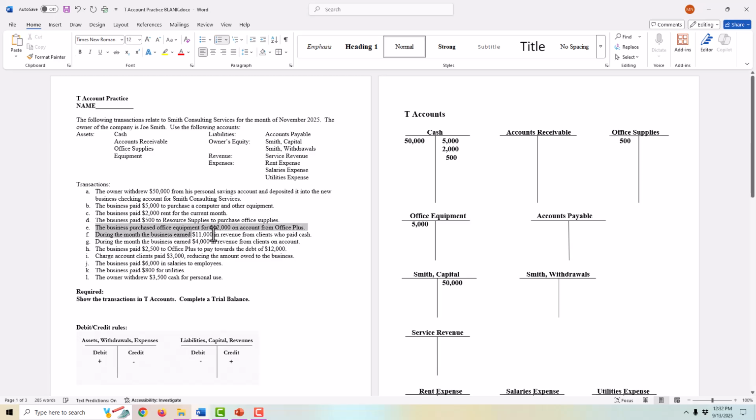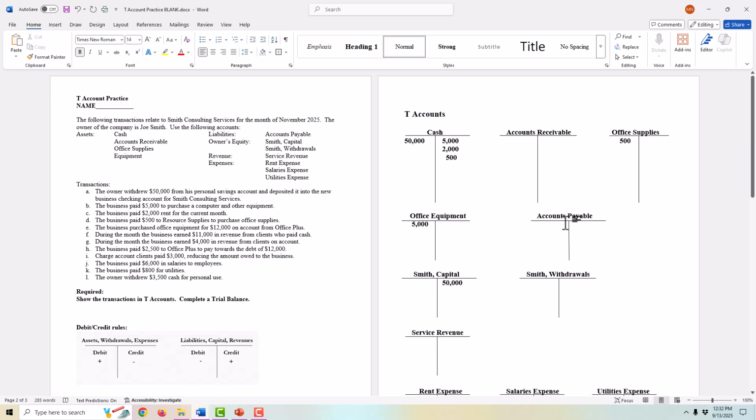And then the business purchased office equipment for $12,000 on account from Office Plus. So when you see the word on account, that typically means it's an accounts receivable or an accounts payable. In this case, since they're purchasing something and they're going to pay for it later, this would be an accounts payable. They have a debt. So we're increasing the amount of debt in the business. You add to liabilities or debts with credits.